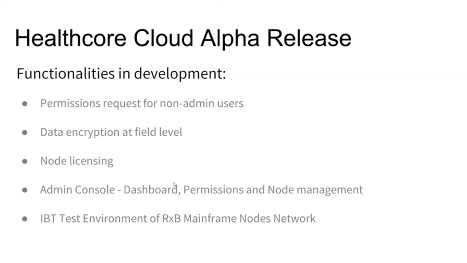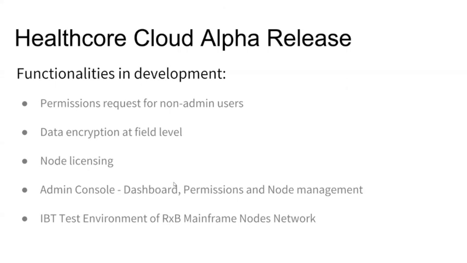First, we need to develop permissions requests for non-admin users. What we presented today represents how admin users can give permission to other users to have access to records they do not own. For example, this is like a patient giving permission to a doctor to read or write their records. Next, we need to create the data encryption mechanism at the data field level.